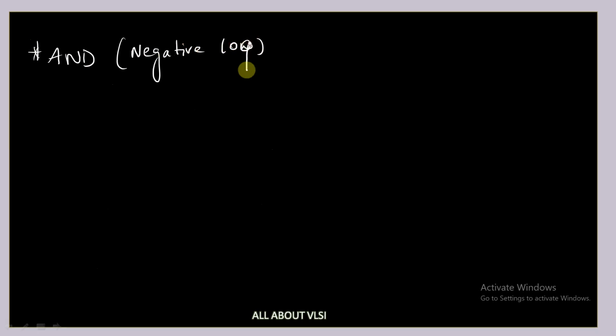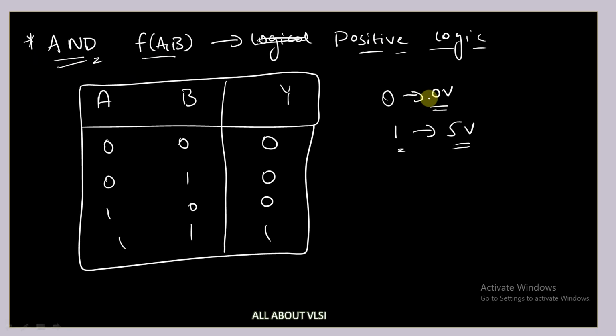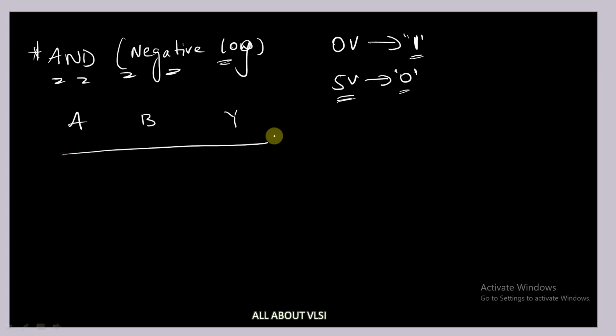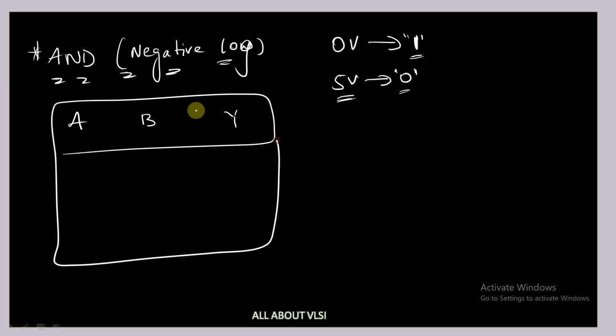Negative logic means you are going to represent 0 volts with logic 1 and 5 volts with logic 0. That is, the high voltage you are representing with logic 0, and the low voltage you are representing with logic 1. That is the difference. So let's say you have the function variables a, b, and y. Can anyone fill this table for me? 0 0, 0 1, 1 0, 1 1. What are your outputs?